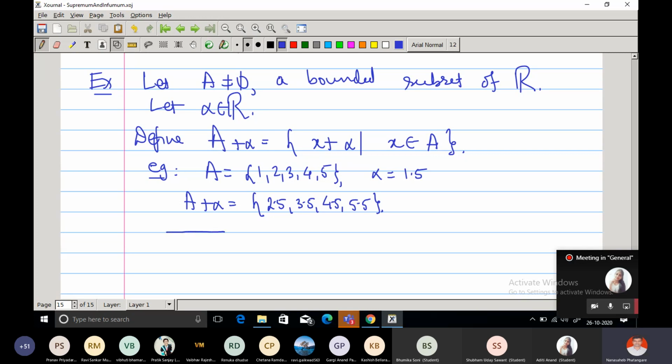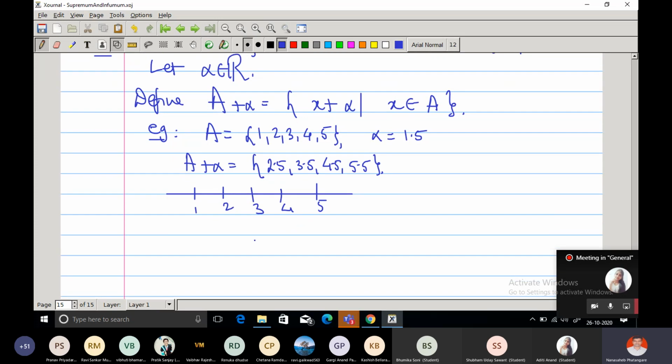And geometrically, what happens? On the number line 1, 2, 3, 4, 5. This is set A, this is A plus alpha. So 2.5, 3.5, 4.5 and 5.5. And one more element remaining. Which element remains? 6.5.